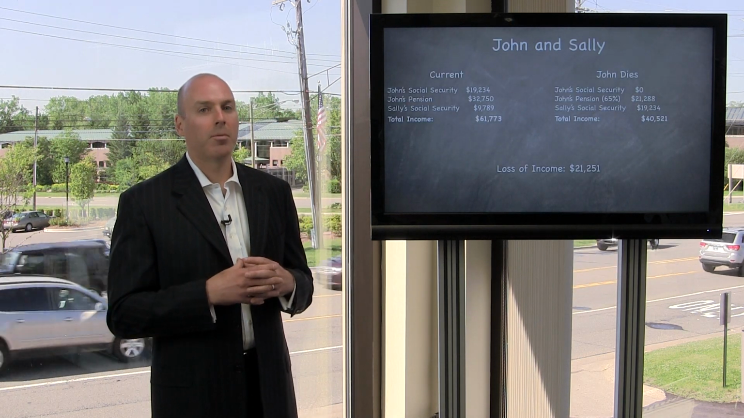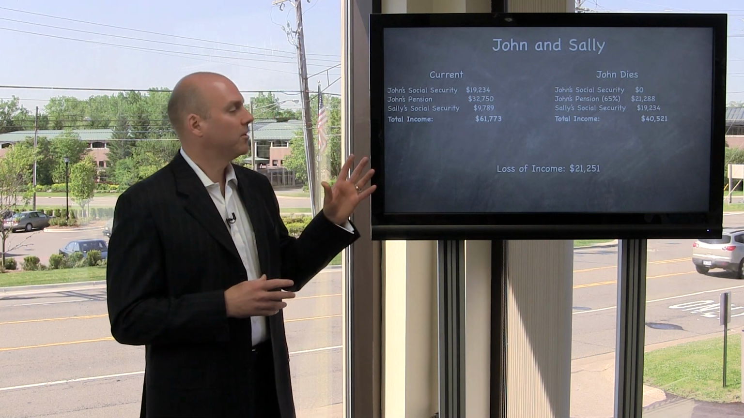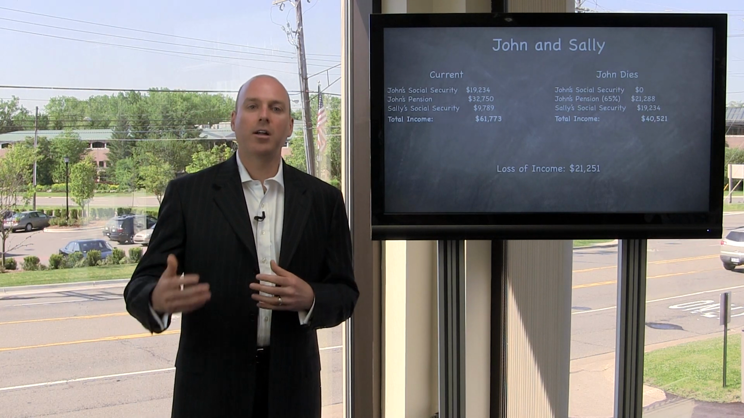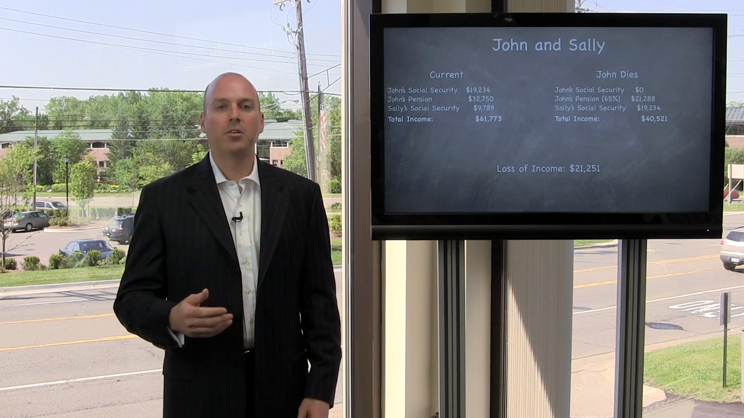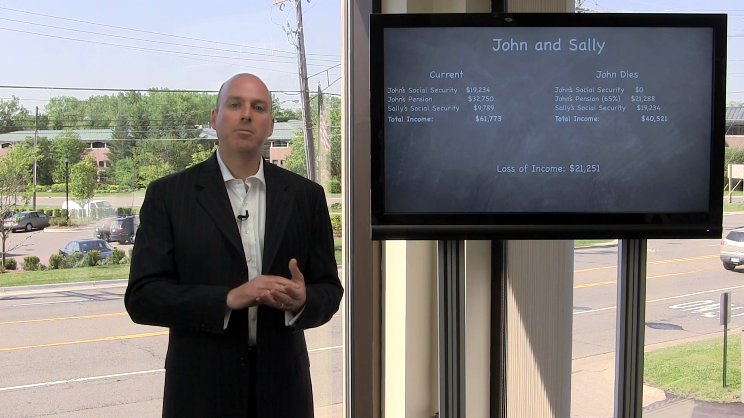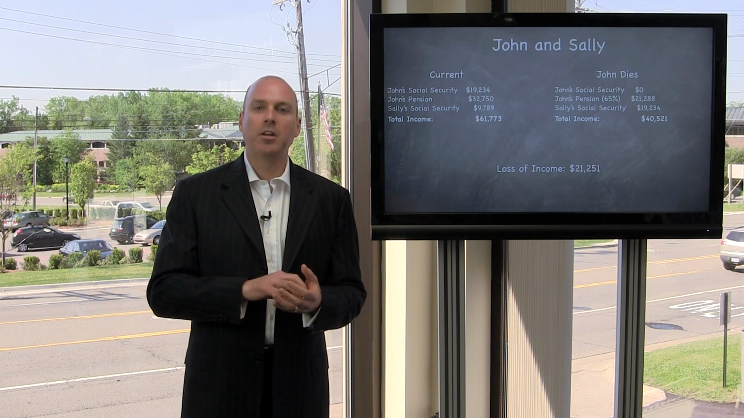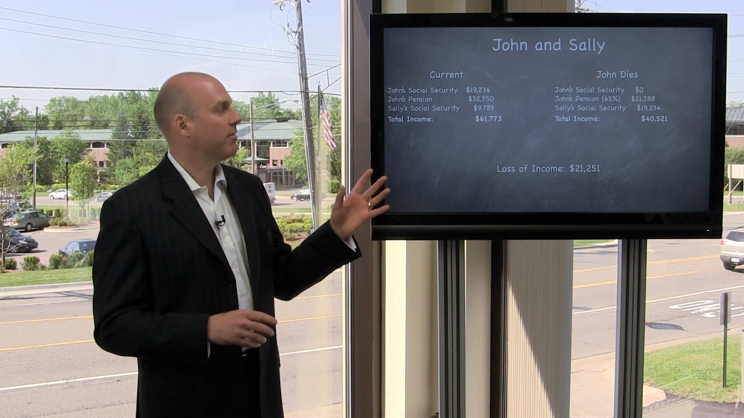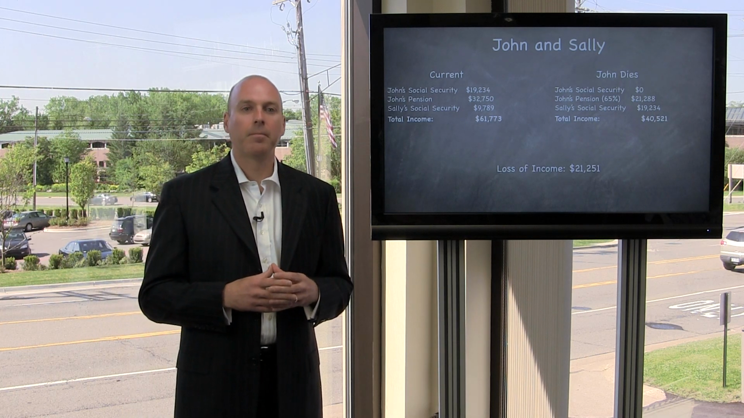So here I put up again a recap of John and Sally's retirement income. If John were to die, Sally would be entitled to John's Social Security benefit, but she would lose her own benefit. Unfortunately, you cannot collect more than one. The same would be true if Sally passed away. John would keep his benefit, but he would lose Sally's. In either case, they would lose $9,789 of retirement income, basically what Sally was getting.